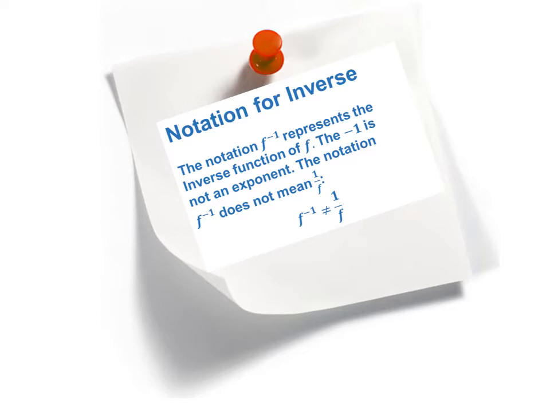Let me explain that this f to the negative 1 is not read like f to the negative 1, as I did at the beginning. When you see this notation, it is in this context of inverse functions or inverse relations. It is read f inverse. So let me read again what I just read at the beginning. The notation f inverse represents the inverse function of f. The negative 1 is not an exponent. The notation f inverse doesn't mean 1 over f. f inverse is different from 1 over f.